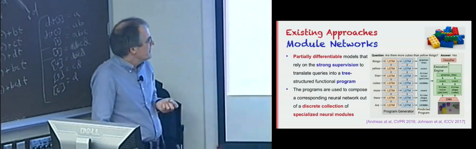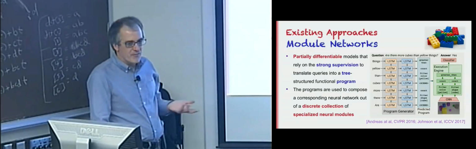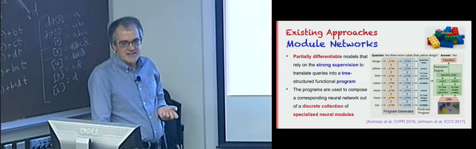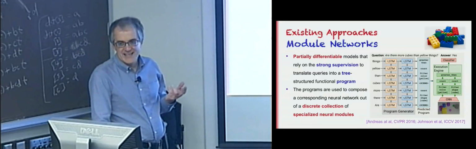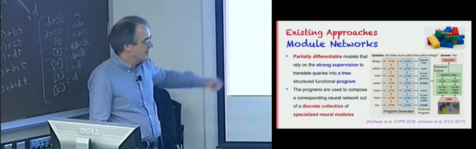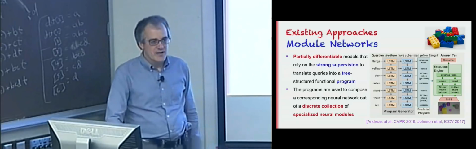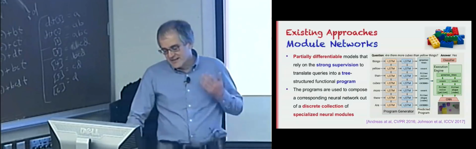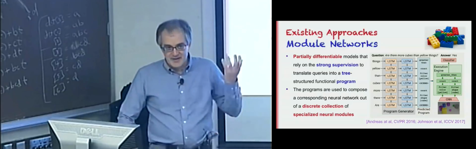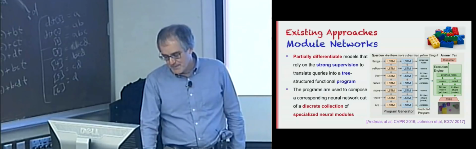And so this sort of works, but it seems there are quite a lot of problems with it, part of which is it's a very baroque custom architecture for a particular data set, because they really are generating these specialized neural modules specifically for the kind of questions that are in CLEVR. So you have the counting module and the comparison module and the pick an attribute module and things like that.